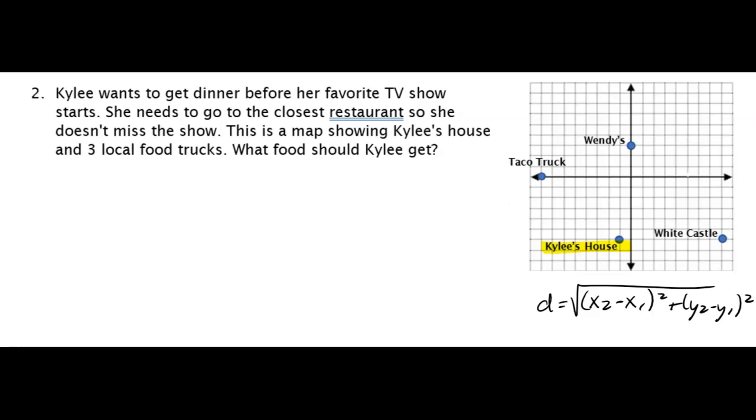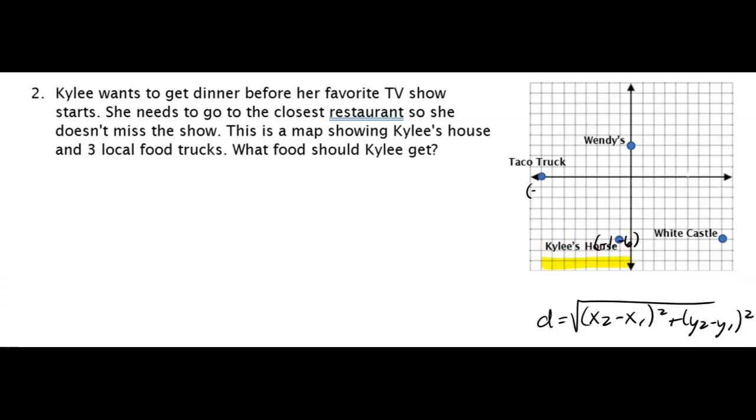I can't figure out my distances if I don't have my coordinates. So Kylie's house is left 1 unit and down 6, so that would be (-1, -6). The taco truck is left 8 units, so that would be (-8, 0). Wendy's is up 3 units, so that would be (0, 3). And finally, White Castle is right 8 units, and it's down 6 units. So this would be (8, -6).